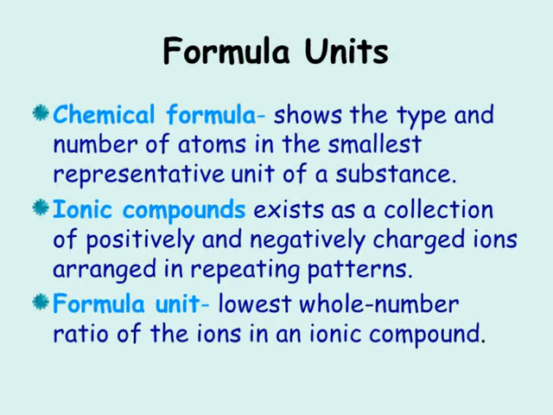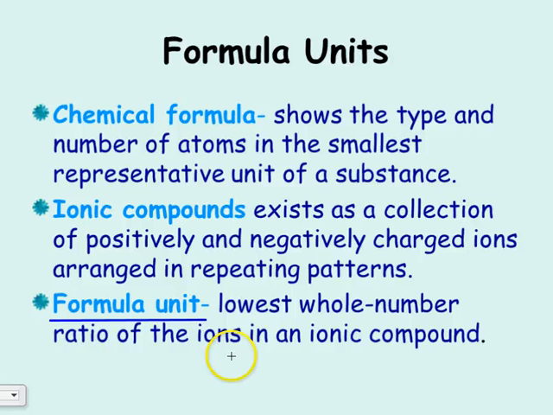A chemical formula shows the type and number of atoms in the smallest representative unit of a substance. Ionic compounds exist as a collection of positively and negatively charged ions arranged in a repeating pattern. So we really don't use the term chemical formula when we're talking about ionic compounds. We use the term formula unit, because it's just the ratio of 1 to 1 or 3 to 1 or 1 to 3, whatever the formula is.